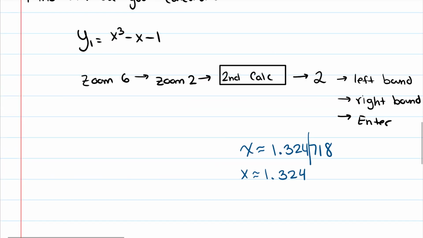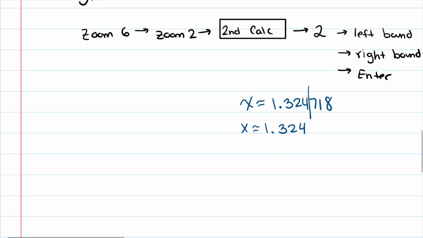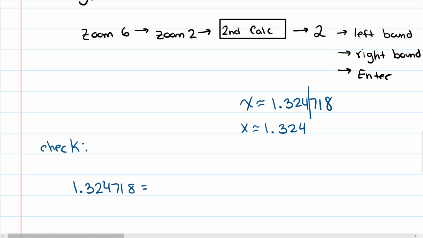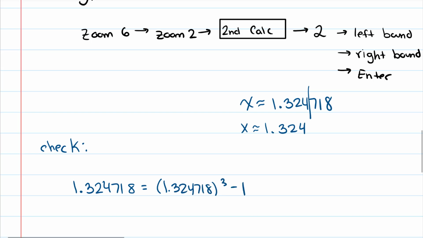And now if we want to check our answer just to make sure we were right, we have that the number itself is equal to 1 less than its cube. And if you put this in a calculator, you will get that this does check out.